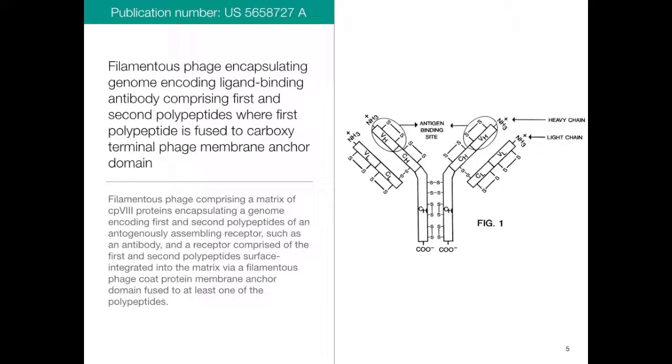Number 4. Filamentous phage encapsulating genome encoding ligand binding antibody comprising first and second polypeptides where first polypeptide is fused to carboxy terminal phage membrane anchor domain. Filamentous phage comprising the matrix of copy VIII proteins encapsulating a genome encoding first and second polypeptides of an antigen-binding assembling receptor, such as an antibody, and a receptor comprised of the first and second polypeptides surface integrated into the matrix via a filamentous phage coat protein membrane anchor domain fused to at least one of the polypeptides.